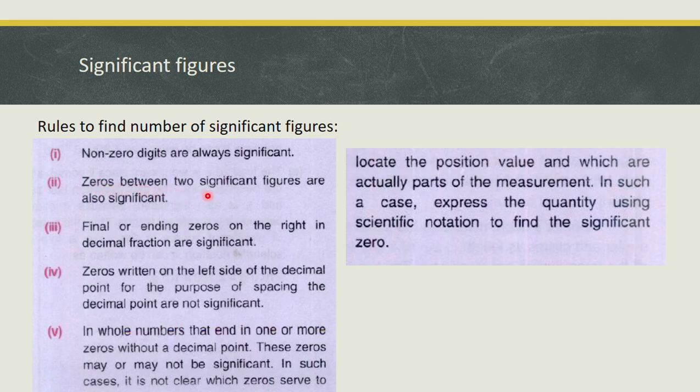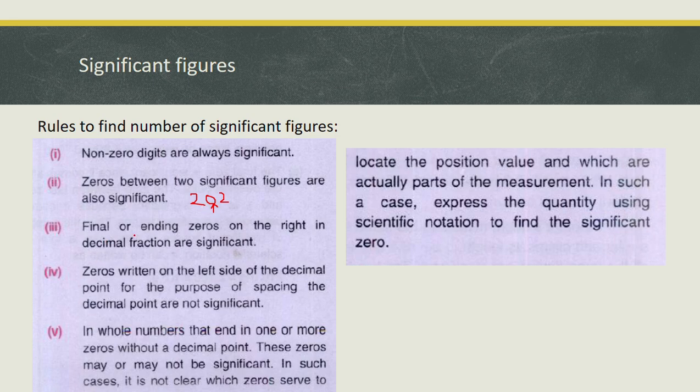Zeros between any two significant digits are significant. For example, let's suppose I am writing 202. Now it has three significant figures because this 0 is between two significant figures, or two non-zero numbers. So this 0 is significant.